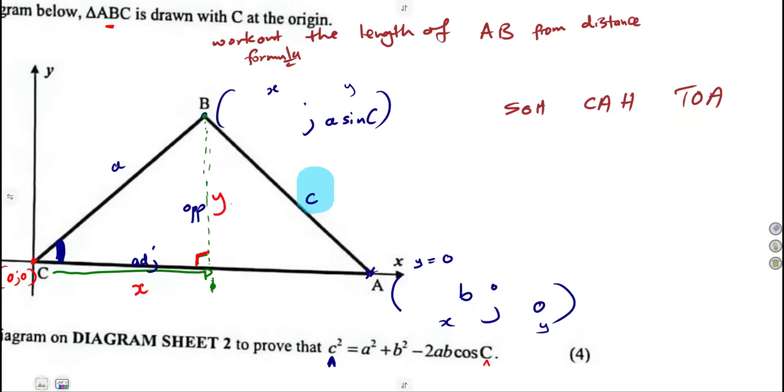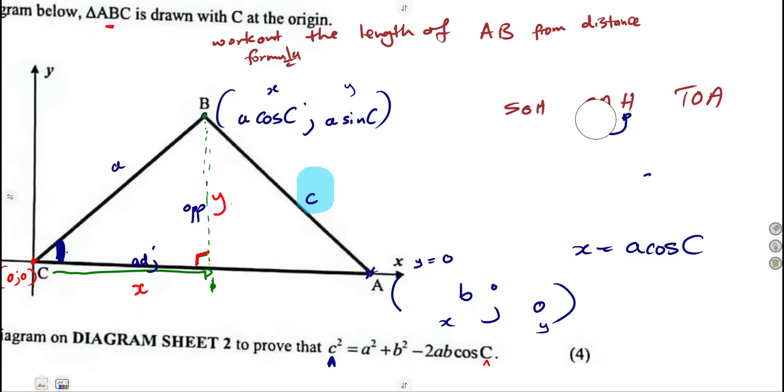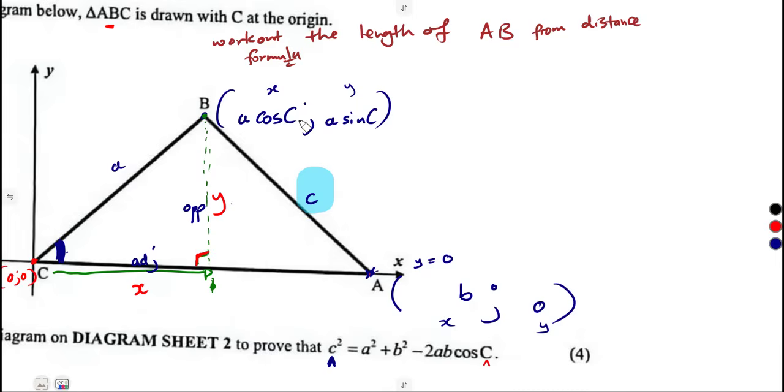Then we can also consider the adjacent and hypotenuse. So adjacent over hypotenuse is on what? Cos. So that's cos of C is equal to adjacent, which is X, over hypotenuse, which is A. So let's find X simply. Cross multiply. So X is equal to A cos of C. So this is our X value, A cos of C. So thus we've got a point. We just needed X and Y there to have a point.